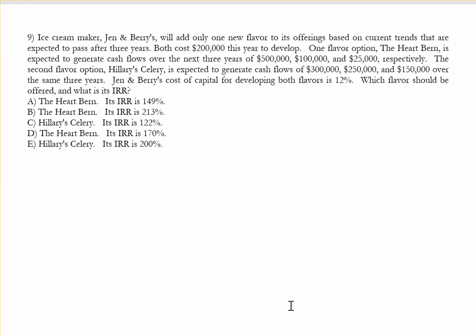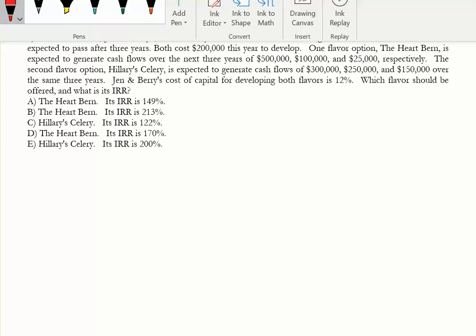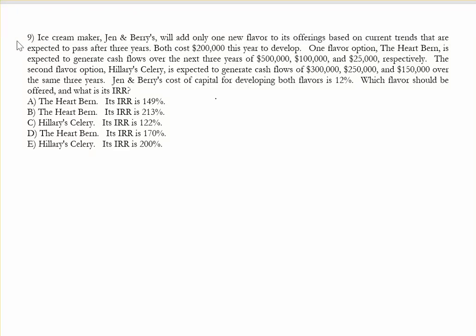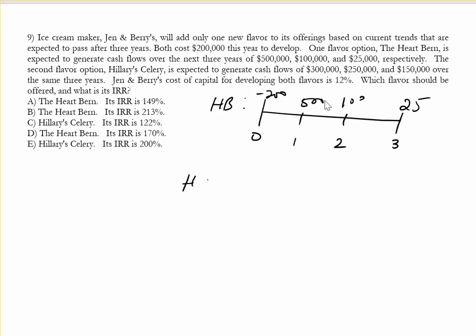Okay, number 8 is a question about what's the better project to take. And we have two projects here for this ice cream manufacturer. We have the heartburn, which would cost $200,000 to develop and then result in $500,000 of positive cash flows year 1, 100 in year 2, and 25 in year 3. Or we could take Hillary Celery, which would also cost $200,000 up front to develop, but then $300,000 of positive cash flows in year 1, $250,000 in year 2, and $150,000 in year 3.